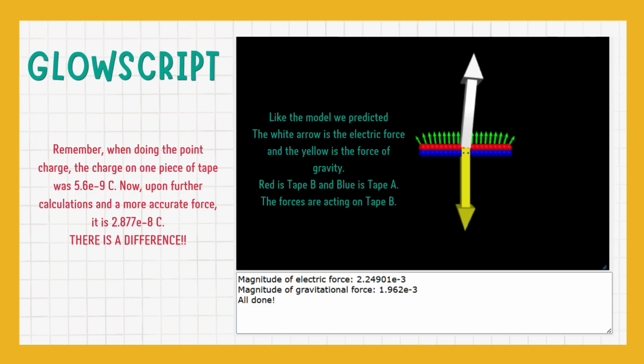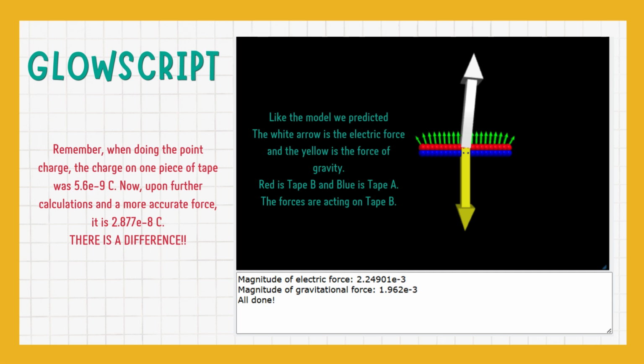The red is tape B, which is our system. The blue is tape A. This is exactly like the model we predicted when we drew it. The white arrow is the electric force, and the yellow is the force of gravity. The forces that we see here are acting on tape B, and tape B is balanced, and there is separation between tape A and tape B. I know it's hard to see here, but there is.